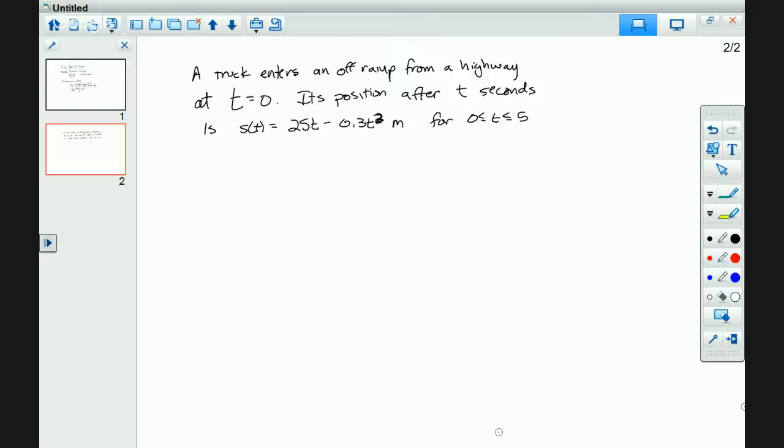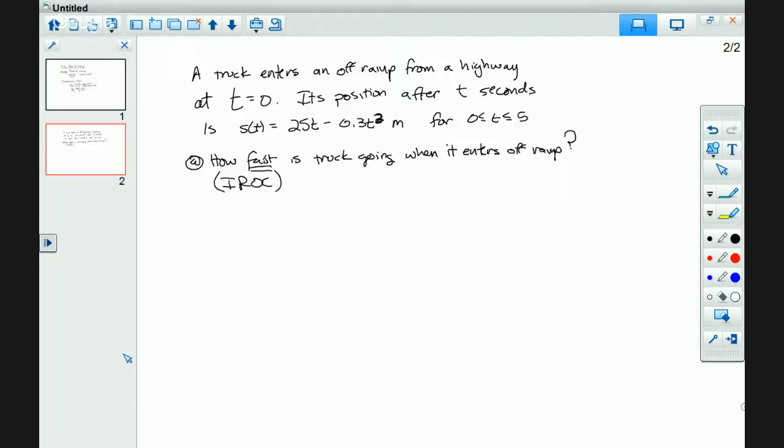Okay, so we have our information, right? How fast is the truck going when it enters the off lane? Very good question. Is this instantaneous or average rate of change? Yeah, it's at this exact moment. Right, it's one spot in time. Average is two spots in time. This is instantaneous rate of change. Okay.